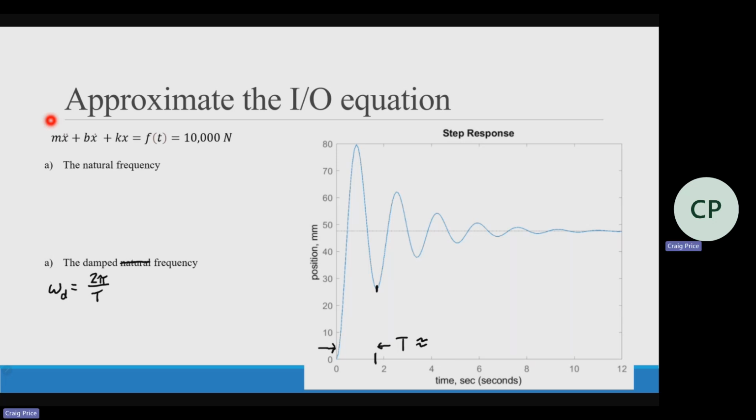My lines might not even be that great. I didn't really get out the ruler for this either. If this is 1, what would you say period is? 1.8? Yeah, sure. We could say 1.75, 1.8 seconds, whatever. So we're going to say 1.8. So if we take 2 pi over 1.8 seconds, that gives us a damped frequency of 3.49 radians per second.